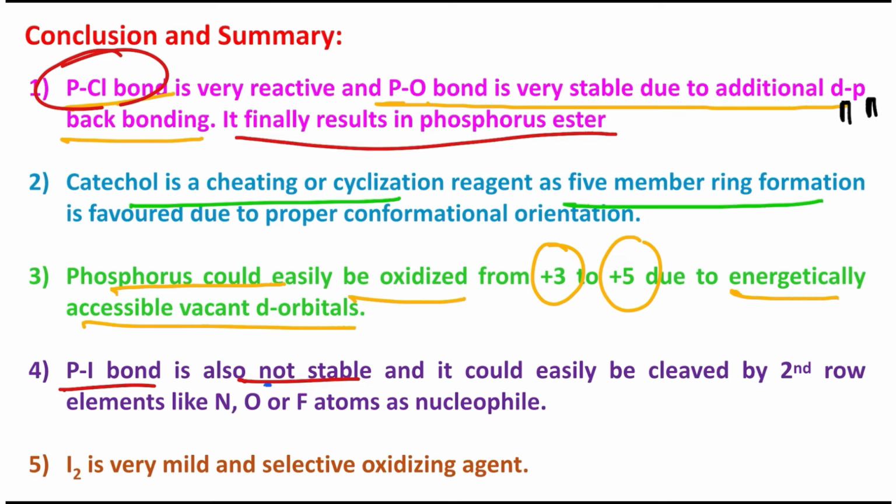to its softness, and that's why this phosphorus iodine bond could easily be cleaved by the second row elements like nitrogen, oxygen, because first of all stronger sigma bond, second thing back donation, because if you look at nitrogen, oxygen and fluorine, everyone has lone pairs of electrons which could be donated to the phosphorus via back donation. And the last point, iodine is a very mild and selective oxidizing agent, and by the way, I have already discussed iodine mediated oxidation in a dedicated lecture. Please visit, it's interesting. So this is the end of discussion.